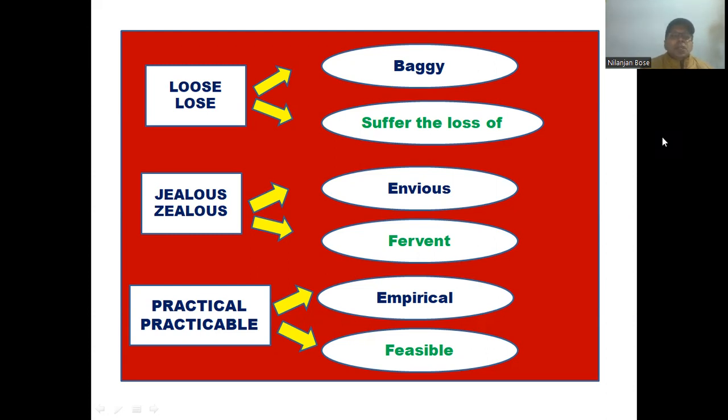You have lost something. Lost, I have lost, say LOSE. दोनों वर्ड का pronunciation almost identical, but in the first case it should be double O, so pronunciation will be loose and second one lose. Right? In the second word, it means to suffer the loss of, and the first one means baggy. Let us move to the next pair of words.